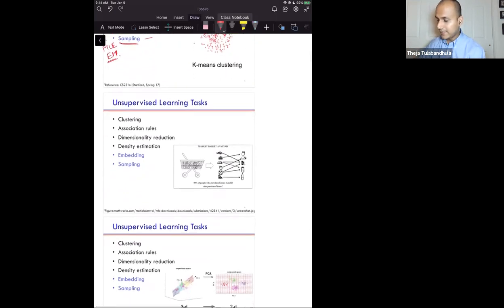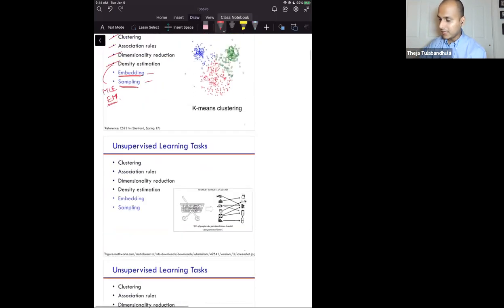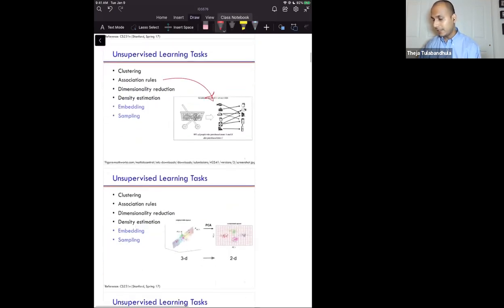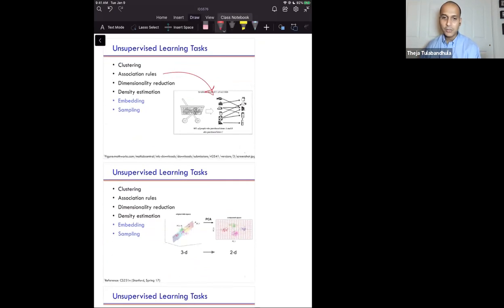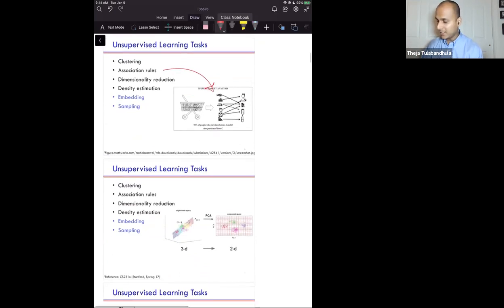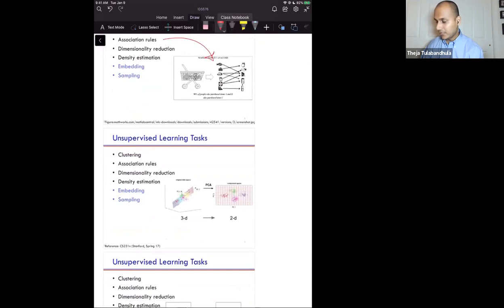In these slides, the first picture was clustering. The second one is association rules. I will not spend much time on it. I think some of you have seen this. For some of you who have not seen it, it's a good idea to go and check these ideas.